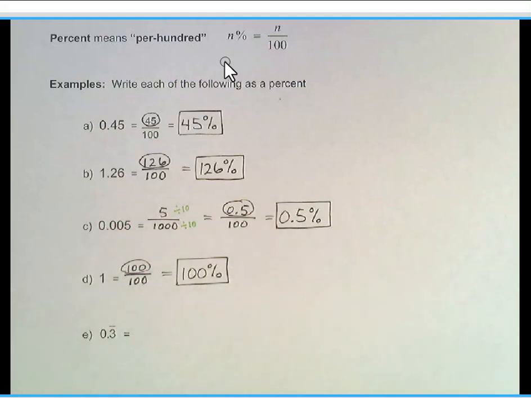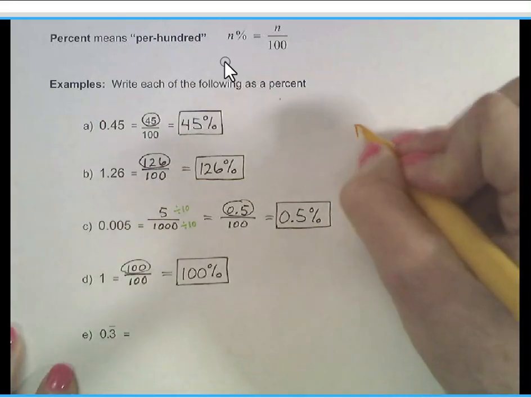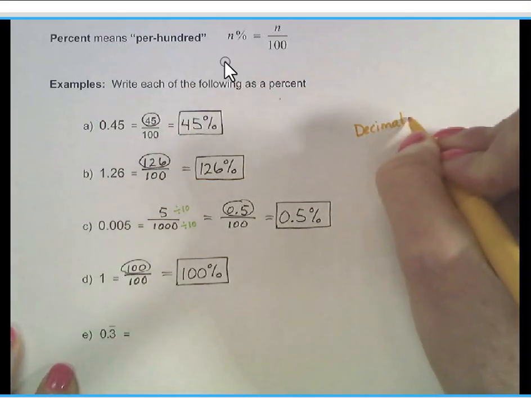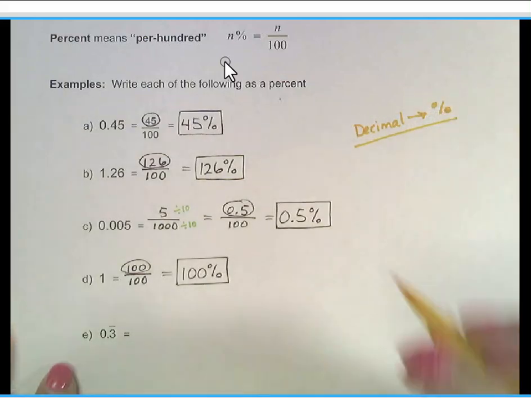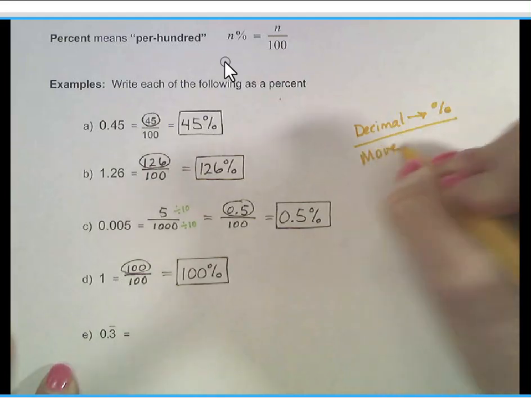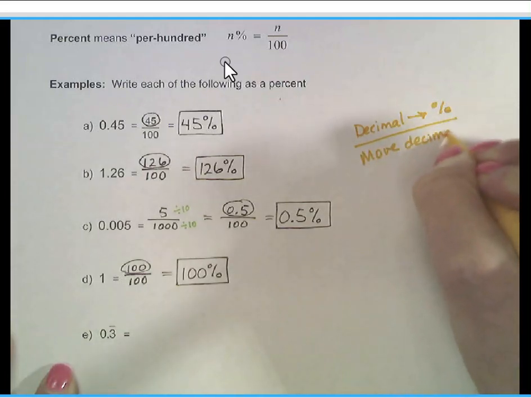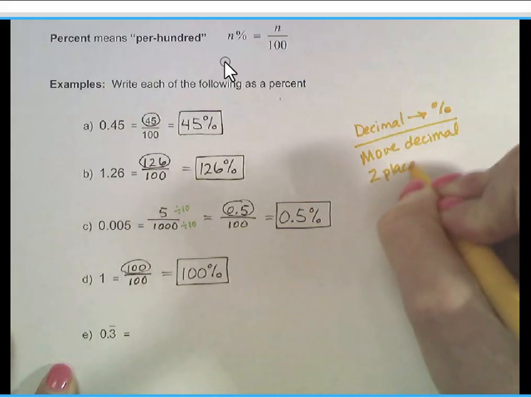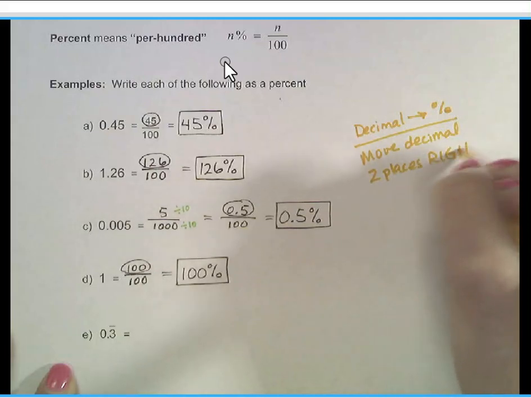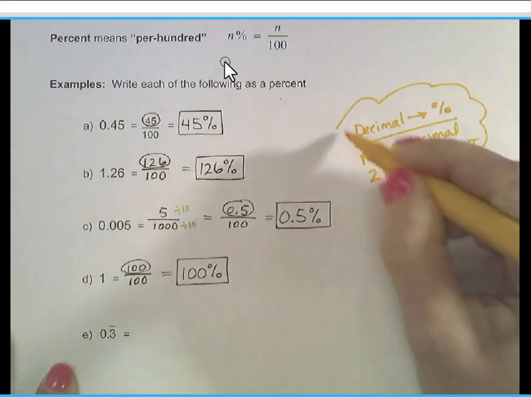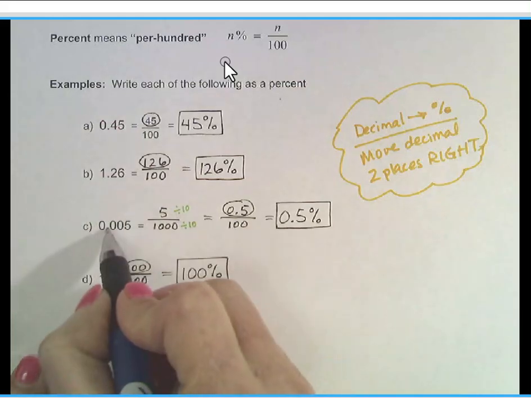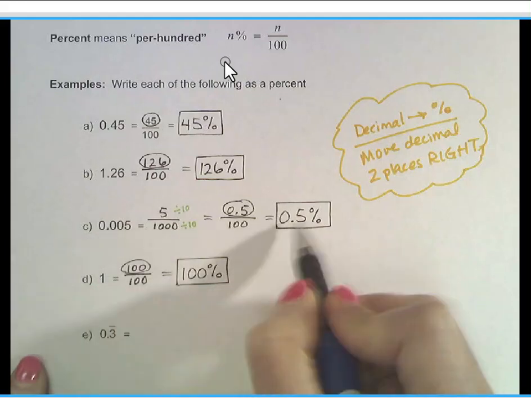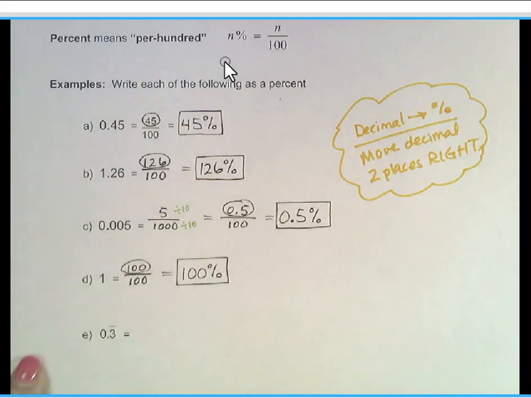So the quickie shortcut, if you want to turn a decimal into a percent, what you're going to do is you're going to move the decimal 2 places to the right. Okay, so that's going to be our shortcut for how you can write a decimal number as a percent. So if you take the decimal, like on part C here, take that decimal, move it 2 places to the right, it would end up right there in front of the 5. So that's the quicker way to do it.